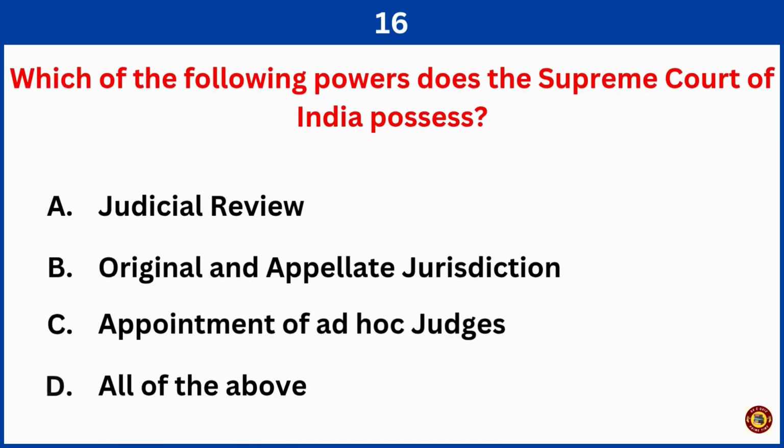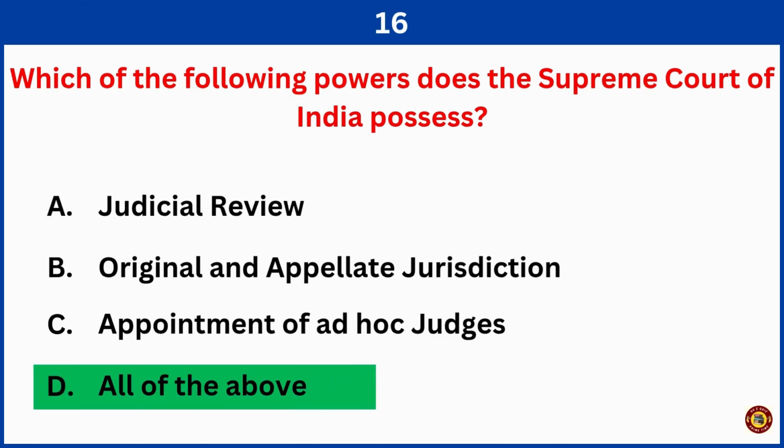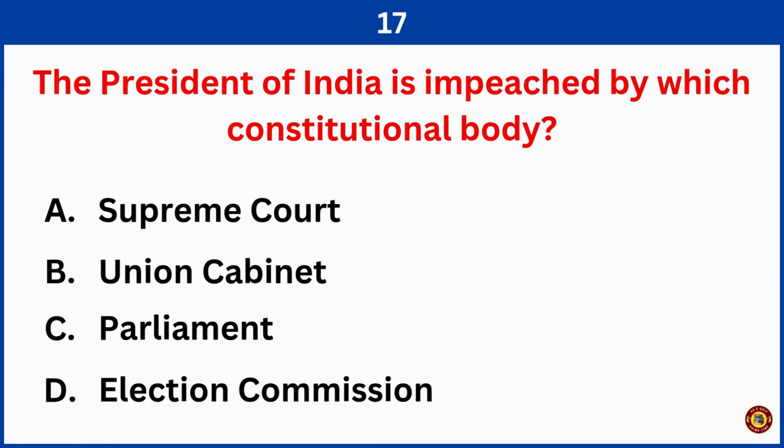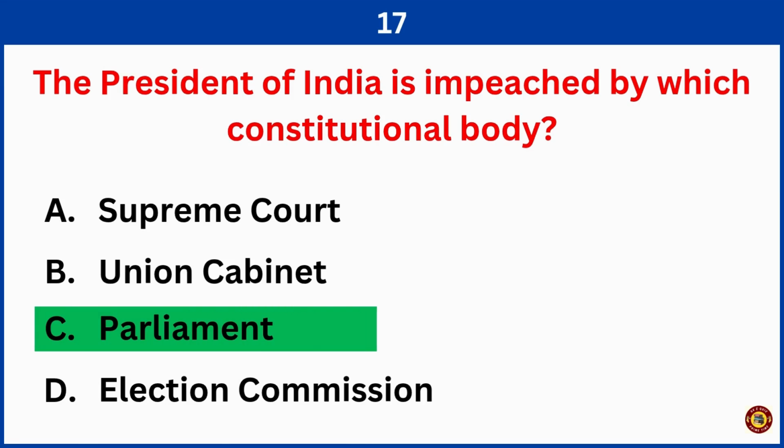Which of the following powers does the Supreme Court of India possess? Correct answer is option D, all of the above: judicial review, original and appellate jurisdiction, and appointment of ad hoc judges. The President of India is impeached by which constitutional body? Right answer is option C, Parliament.